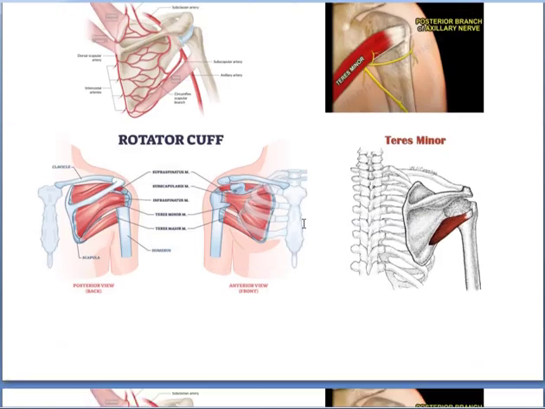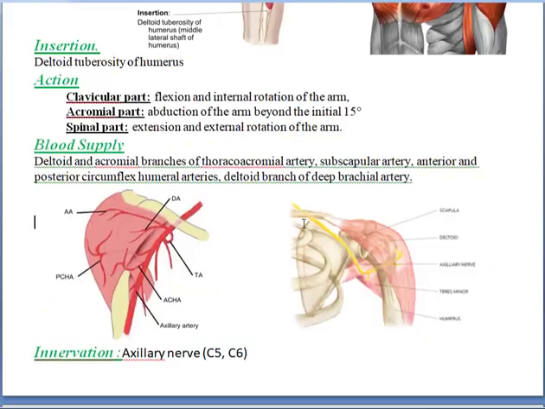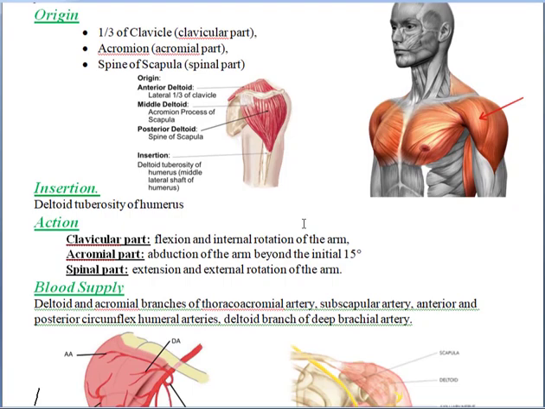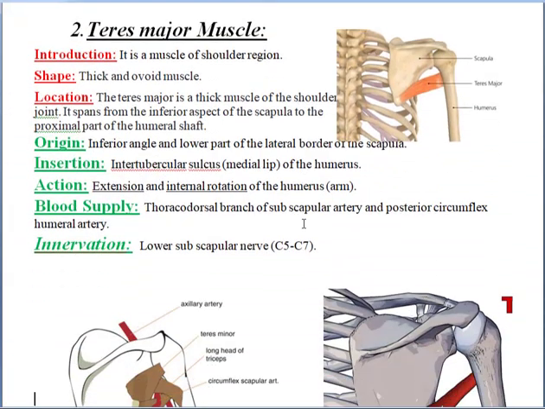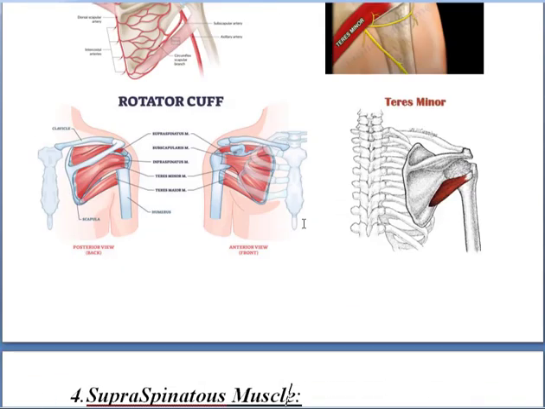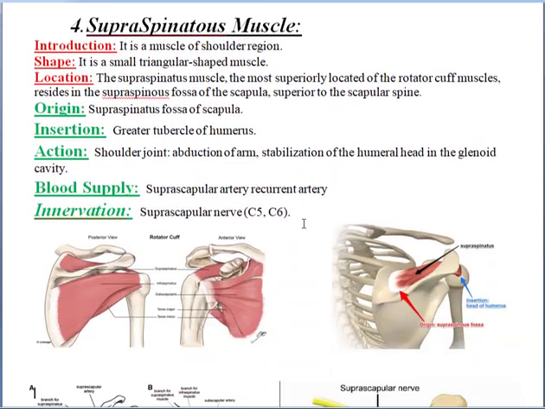Friends, we are discussing the muscles of the shoulder region. In our previous lecture we discussed the deltoid muscle, then the teres major muscle and teres minor muscle. Now in this lecture I'm going to discuss the supraspinatus muscle and infraspinatus muscle.